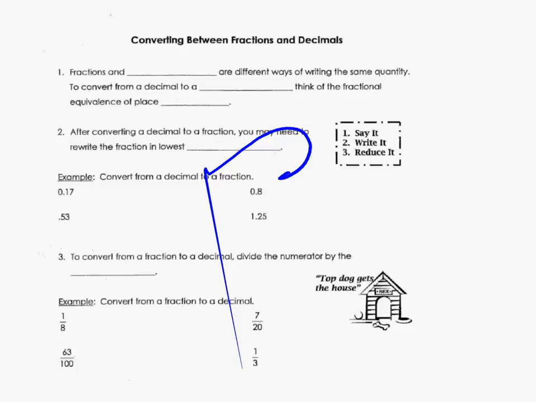We're going to learn about converting between fractions and decimals. Fractions and decimals are different ways of writing the same quantity. To convert from a decimal to a fraction, think of the fractional equivalence of place value.